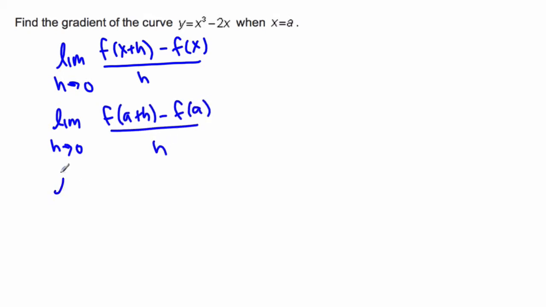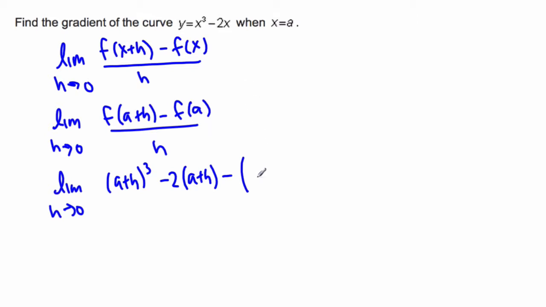Just take another step, which means the limit as h approaches 0 of, substitute in a plus h, we're going to get (a plus h) cubed minus 2(a plus h), minus f of a, which is just substituted in a. Make sure you have your parentheses because we have two terms. a cubed minus 2a, all over h.